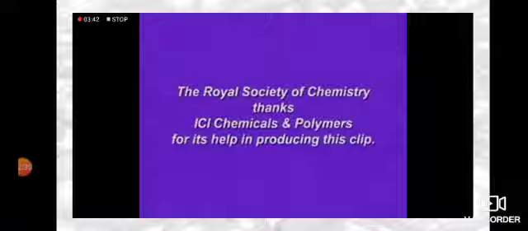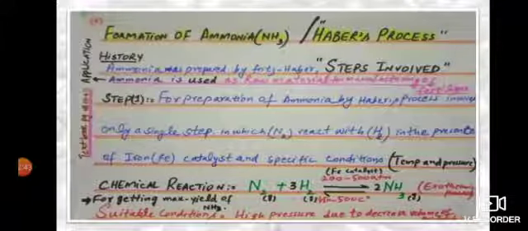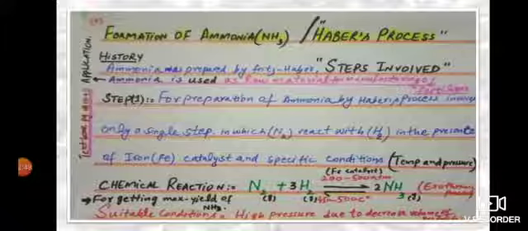Now next we will discuss the formation of ammonia. The process which is used for the formation of ammonia is the Haber process. This Haber process was discovered by two scientists: one is Fritz Haber, and another is Karl Bosch. I have not written it here, but it's mentioned in the video, Karl Bosch and Fritz Haber. So you can add this point in your notes.